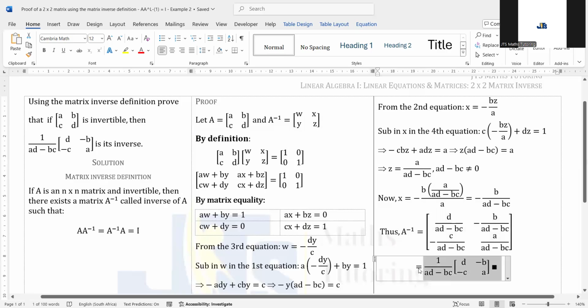Did you see that, Jimmy? I've actually proved that if A is invertible, then its inverse is what we are given right here.